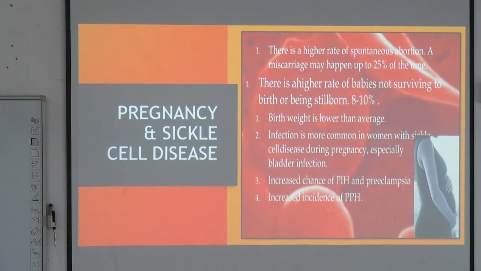Pregnancy and sickle cell disease: pregnancy induced hypertension due to narrowing of vessels, premature death of the baby may occur sometimes. Stillbirth, lower birth weight, growth retardation, infection is more severe, bladder infection, urinary tract infection, increased chance of PIH, pregnancy-induced hypertension, and preeclampsia, increased incidence of PPH, meaning postpartum hemorrhage. Nice.